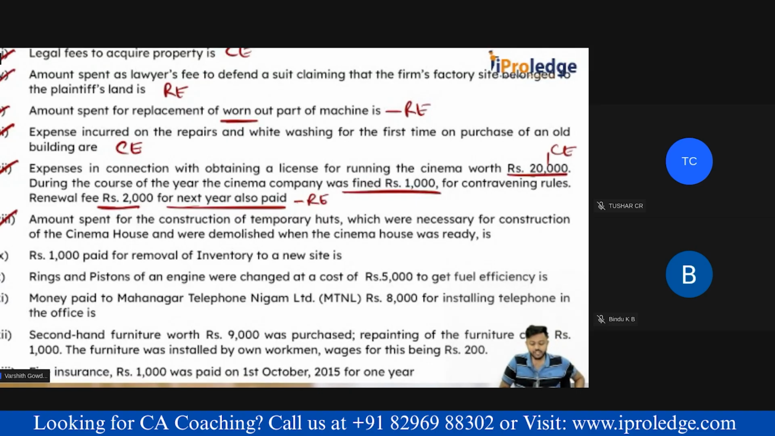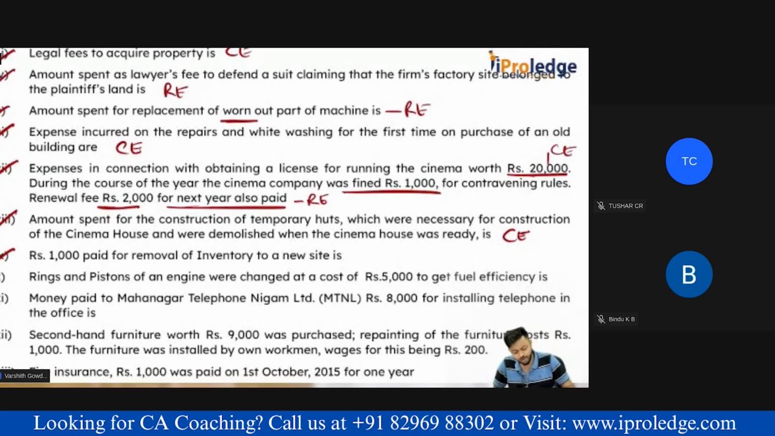Amount spent for construction of temporary huts, which were necessary for construction of the cinema house and were demolished when the house was ready. Why capital? It is related to the construction of the cinema house, correct? It is directly attributable. Without construction, I would not have invested in temporary huts. If temporary huts are necessary, people can stay, they can build, and then we can start the cinema house. It is directly attributable, so it is capital.